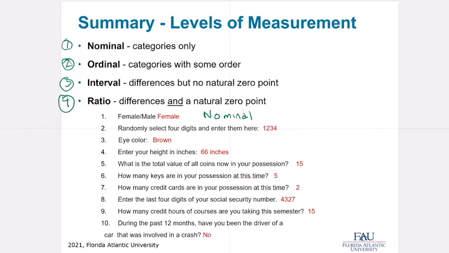Randomly select 4 digits. So I just pick 1, 2, 3, 4. And let's start at the top.